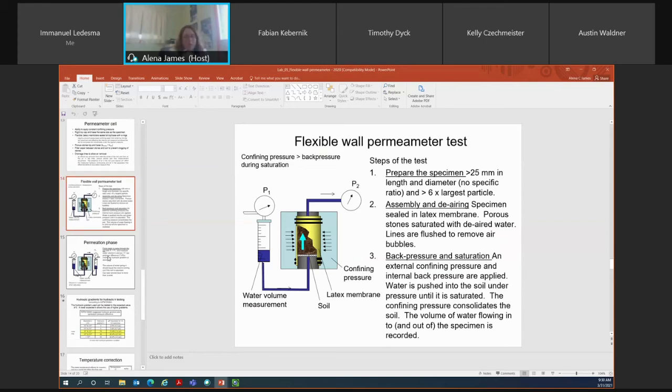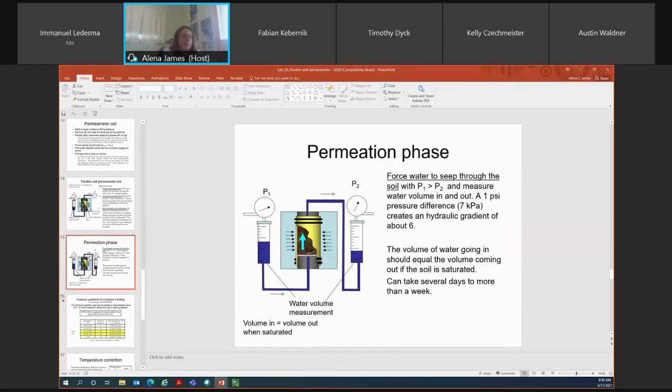One thing to note is your confining pressure that you're always applying to the specimen is always greater than your back pressure. With the test, we generally have a confining pressure of 20 psi, and a back pressure of 15 psi during the saturation phase. So that's the first stage. As I mentioned, that takes about a week. Then you would come in the second week, change the configuration of the setup slightly, and begin the permeation phase of your test.